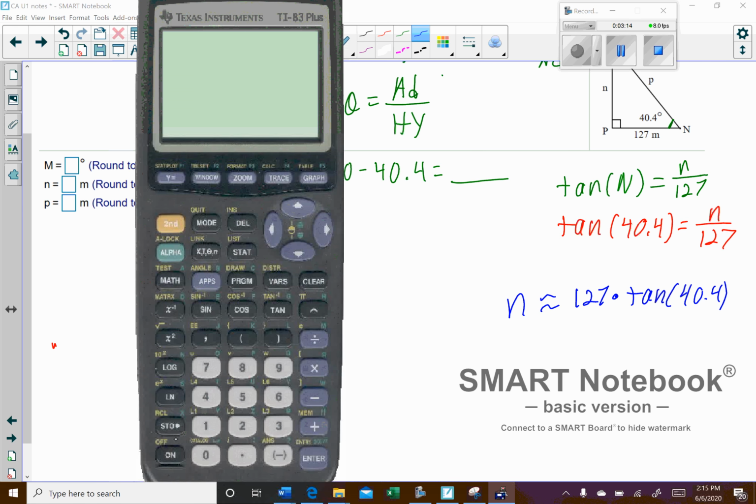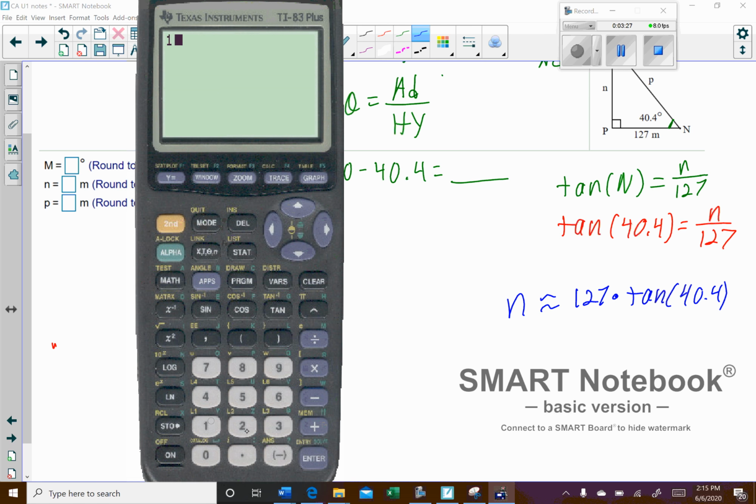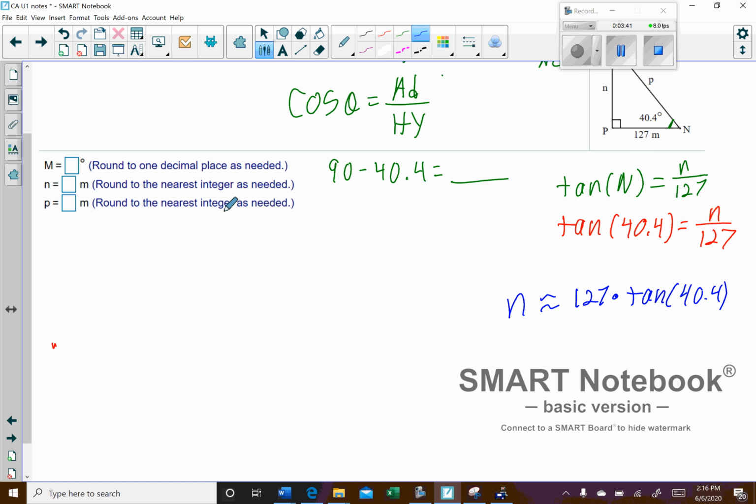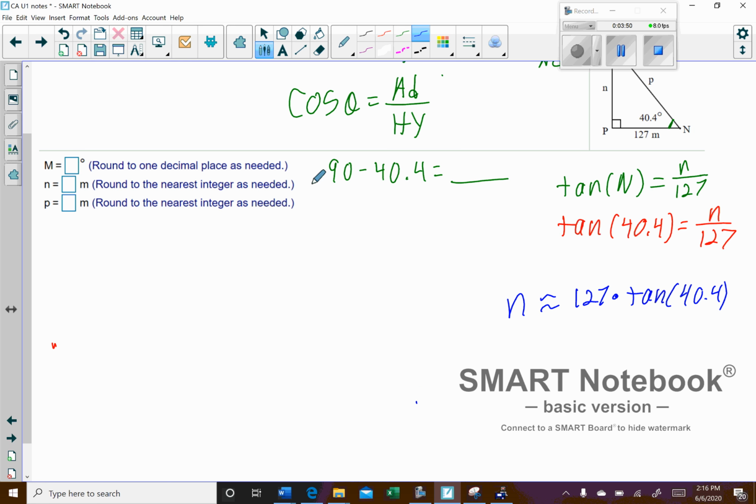Okay, so here's my calculator. You might be using something similar to this. This is a pretty good one. You should be able to download it for free for a couple months. I'm going to go to mode real quick. Okay, I'm on degrees, so I'm good. We're going to do 127 times tangent of 40.4, and we're looking at 108. Let's see what it says: round to the nearest integer. That makes life easier, so we don't have to worry too much about rounding. So it looks like 108. That would be side N.